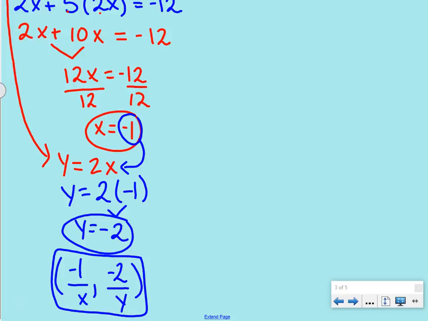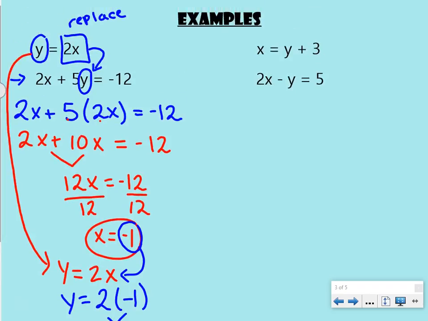Let's try another one. x equals y plus 3. This is really nice because x is solved for. We know x equals y plus 3. So whenever I see an x, I can replace it with y plus 3. So here in the second equation, 2x. Now I see an x, so I'm going to replace it with y plus 3.